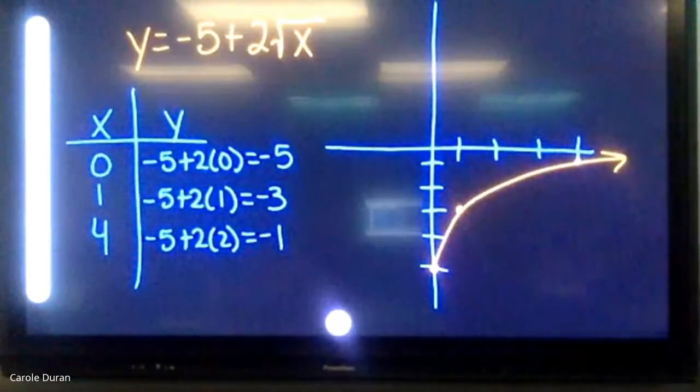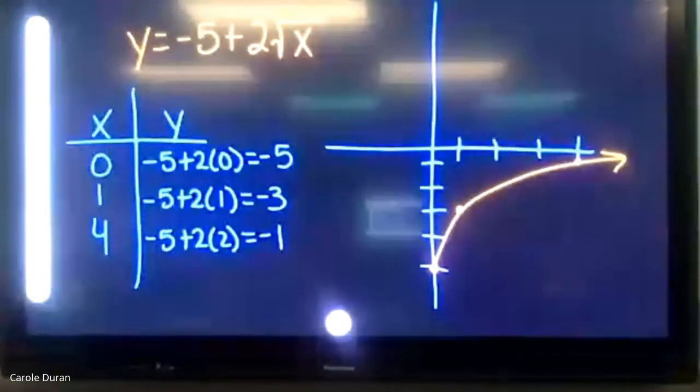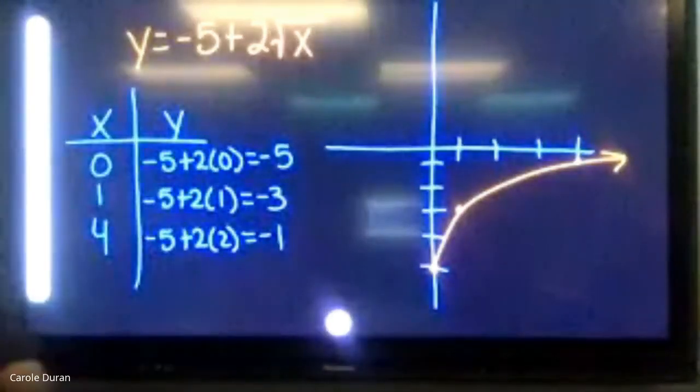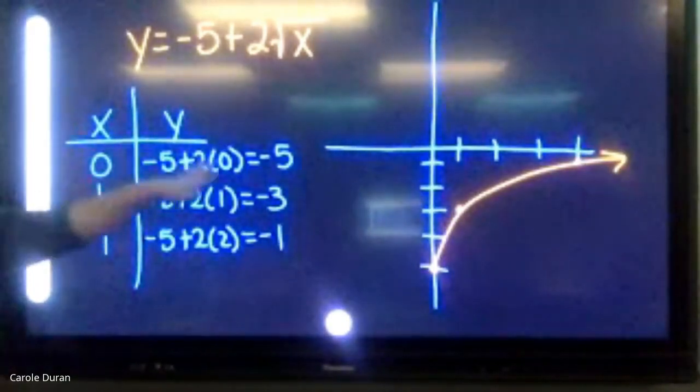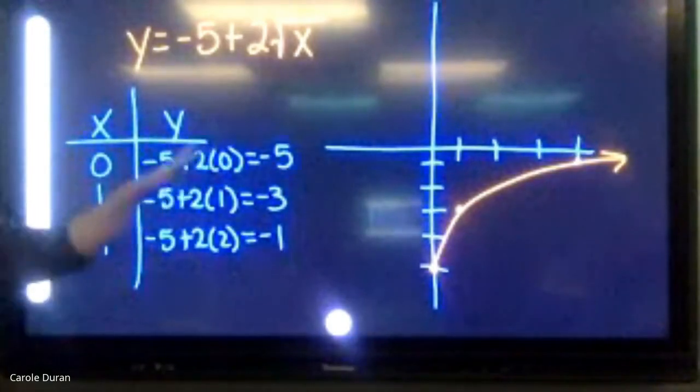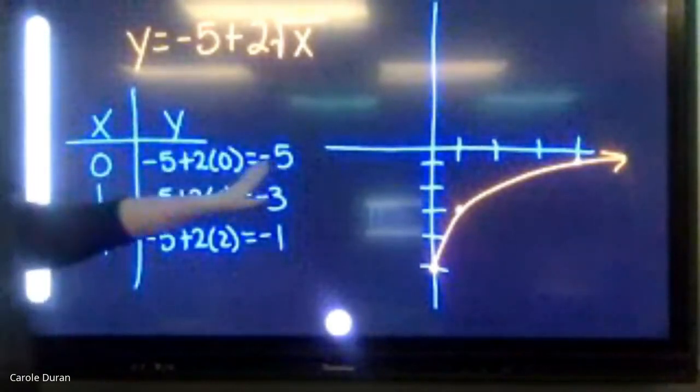We should have ended up with a graph that looks something like this. So I could use 0, 1, and 4 because there's nothing else under my radical except for the x. When I plugged them in, whatever answer I got from the radical was multiplied by 2, and then I subtracted 5 from it. So when I plugged in 0, I got 0. 0 times 2 is 0, minus 5 is negative 5.